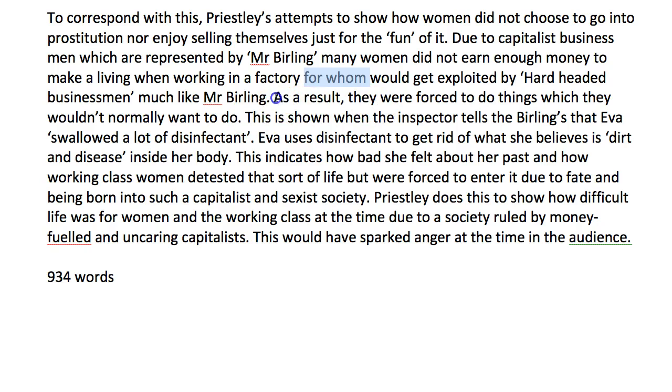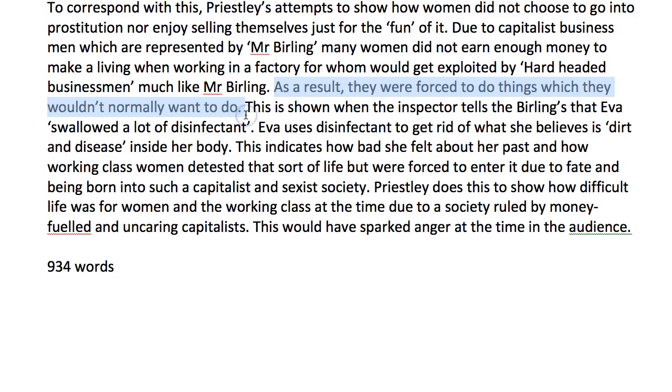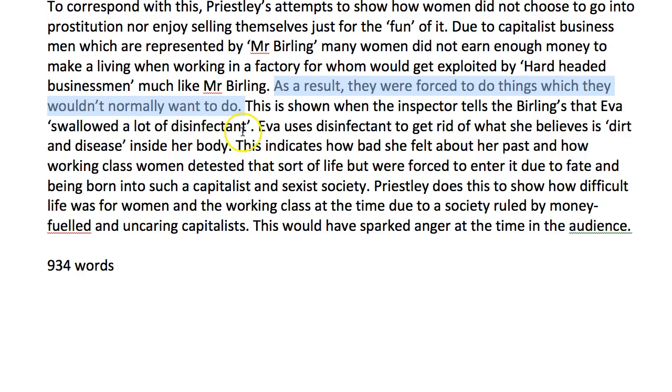Well, that's a general point, doesn't score any marks. Always be specific. What were they forced to do? For example, to strike to get better wages. This is shown when the inspector tells the Burlings that Eva swallowed a lot of disinfectant. Eva uses disinfectant to get rid of what she believes is dirt and disease inside her body. Possibly, I think this is a made-up quotation though, isn't it? I certainly don't remember that in the play.